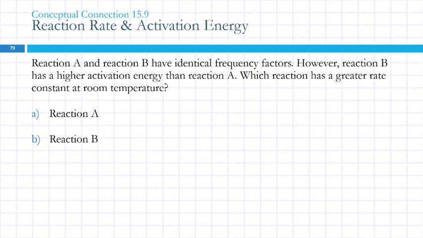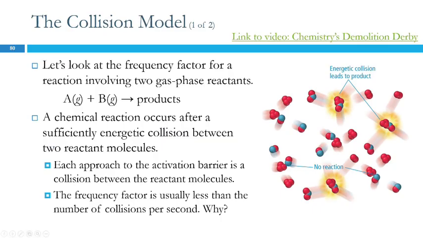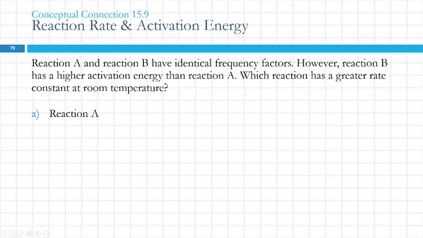So we're looking for the greater rate constant. Is that the faster one or the slower one? Faster. So we're looking for the faster one. Oh, look, there I gave the answer away. Let's not do that. Too late. We're looking for the faster reaction. Okay, so I took that greater rate constant at room temperature and I kind of translated it into something that's a little more meaningful. I want the one that's faster.